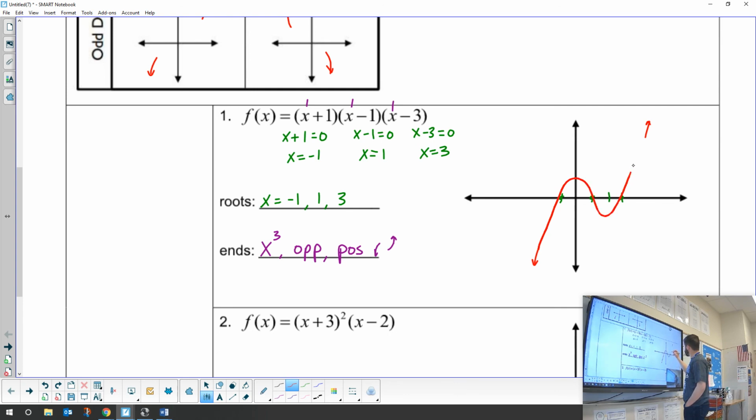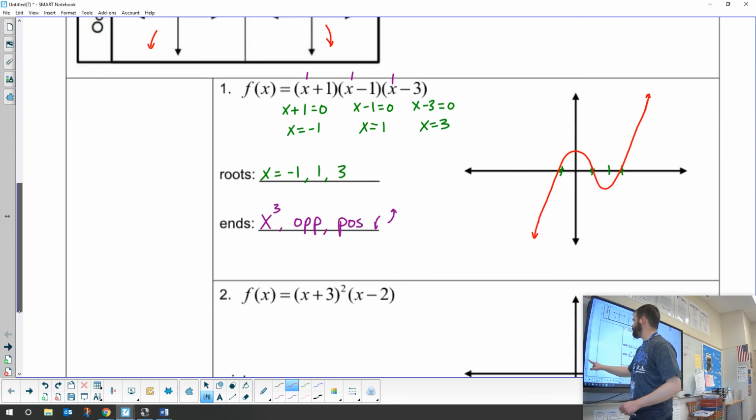So we go through our roots, and we connect to where we're at. That's literally all there is to it. Find your roots, and then decide where your graph is going to end up. If you need help with this, remember you can use desmos.com to help you see what your graph might end up looking like. All right, let's try number 2.